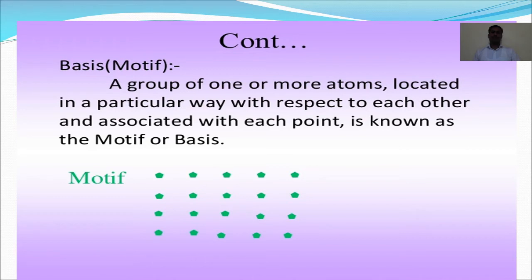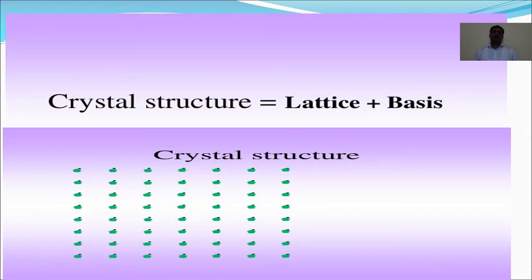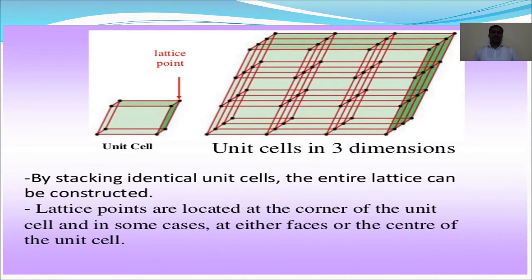Bases are also called motifs. A group of one or more atoms located in a particular way with respect to each other and associated with each lattice point is known as motifs or bases. And crystal structure is equal to lattice plus motifs. Unit cell is the basic structural fundamental repeating unit, and the unit cell is repeated and extended in all directions.